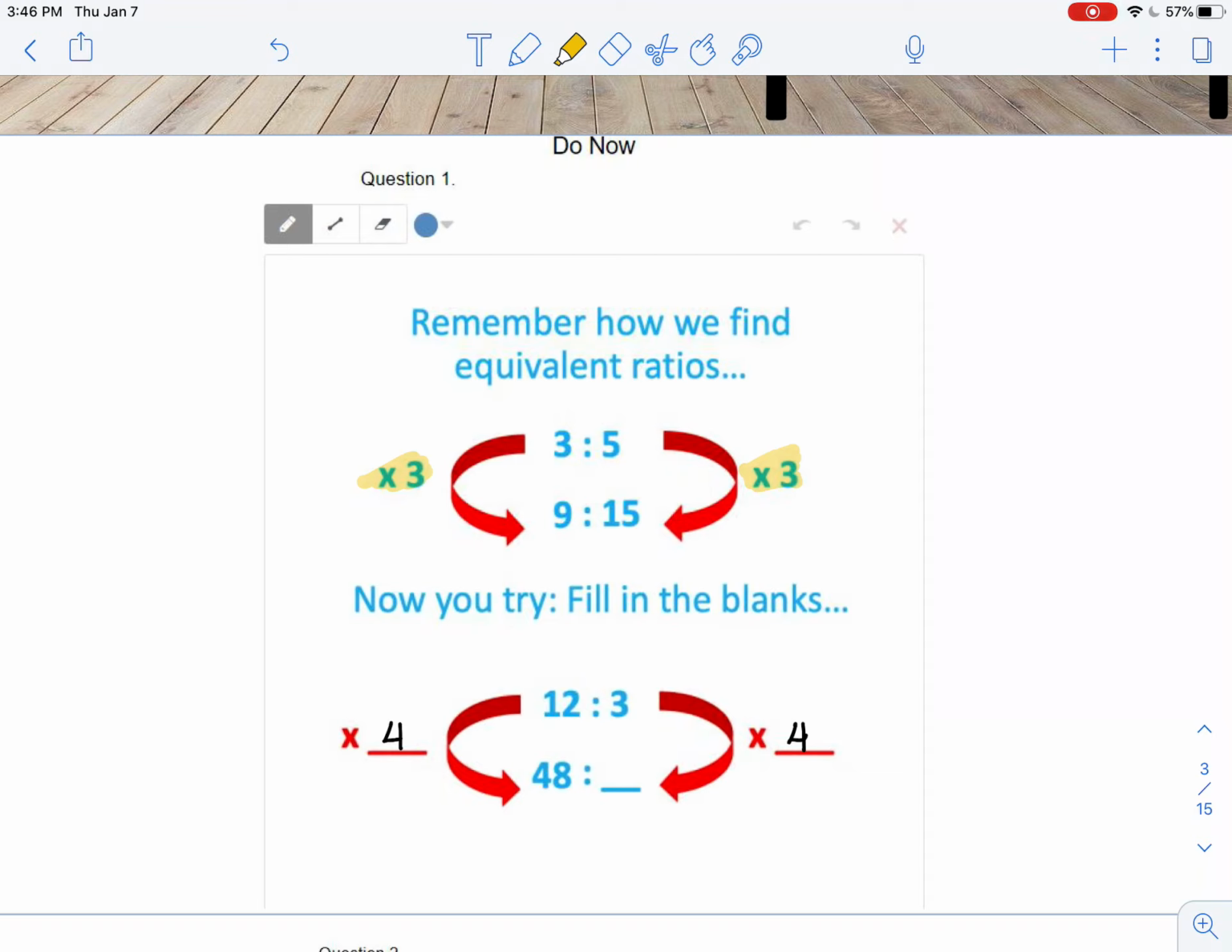Now, students filled in this ratio by recognizing that 12 times 4 is 48. And whatever we do on the left side, we must do on the right side. So we'll also multiply 3 times 4 for a missing number of 12.